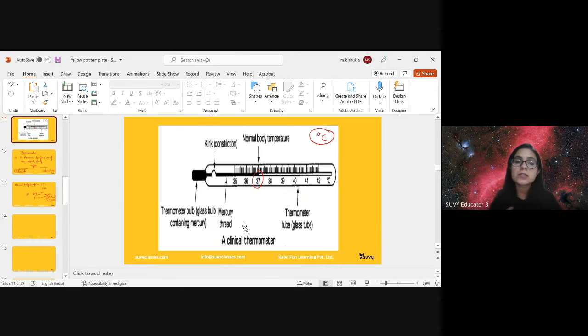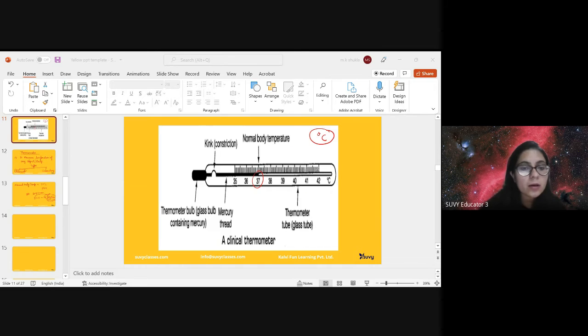Nowadays, the digital thermometer has also come. We generally use the digital thermometer, and doctors also use digital thermometers nowadays. So we were talking about the clinical thermometer, and I've told you everything.